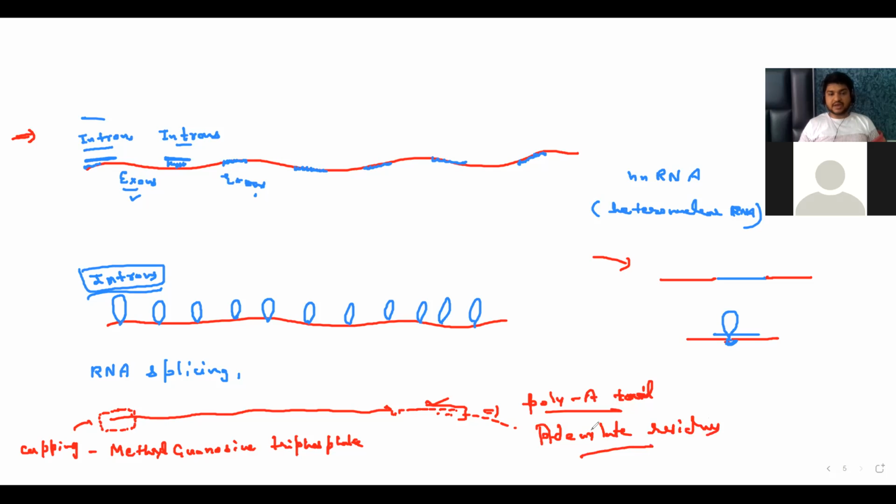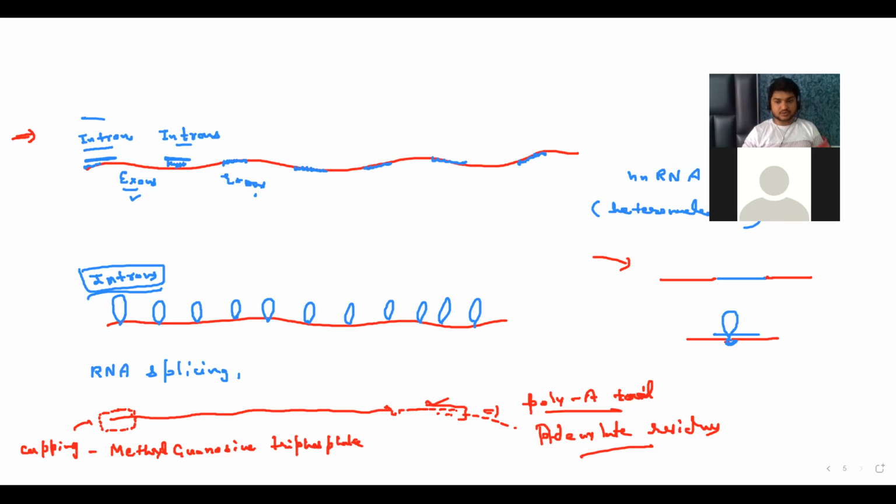Is this clear to you? Why are we adding these? Because we have just removed the structure, so these factors are there. After this we have capping and tailing. In the capping, which thing are we adding? Methyl guanosine triphosphate. And at the tailing, which thing are we adding? Adenylate residues.